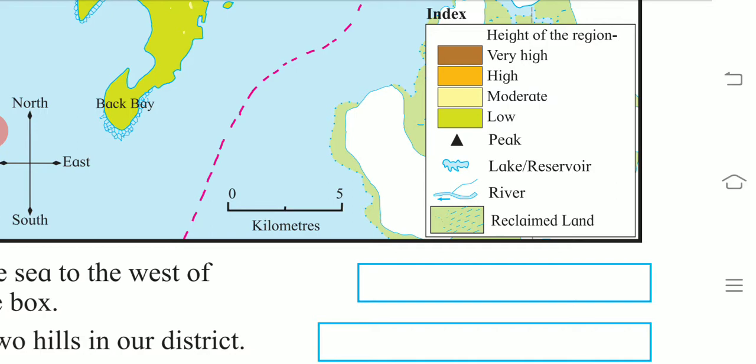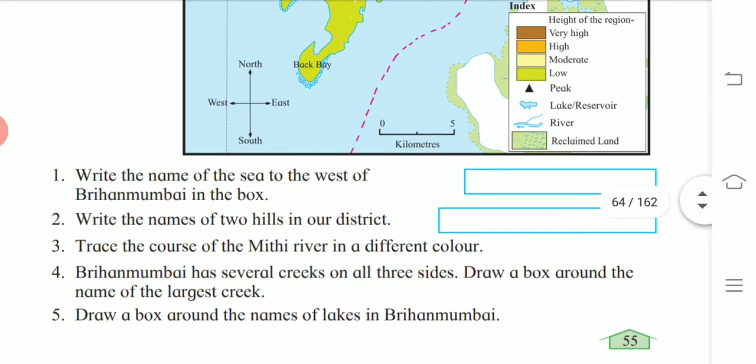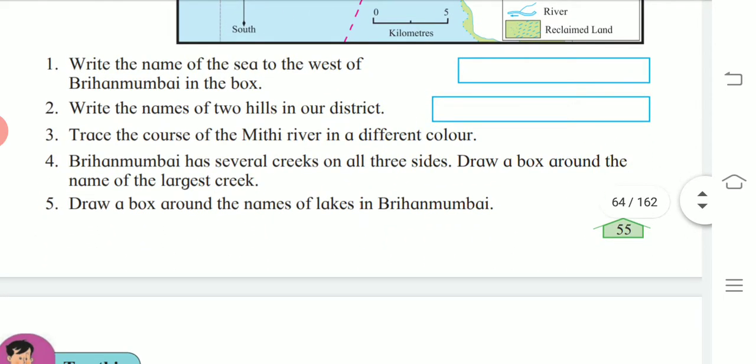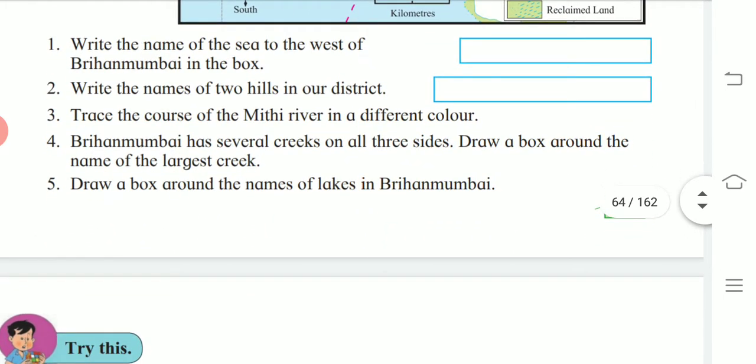Lakes and reservoirs have sky blue color. Rivers are shown like rivers. And the last box given with green is reclaimed land. You have to answer the questions by looking into the map.